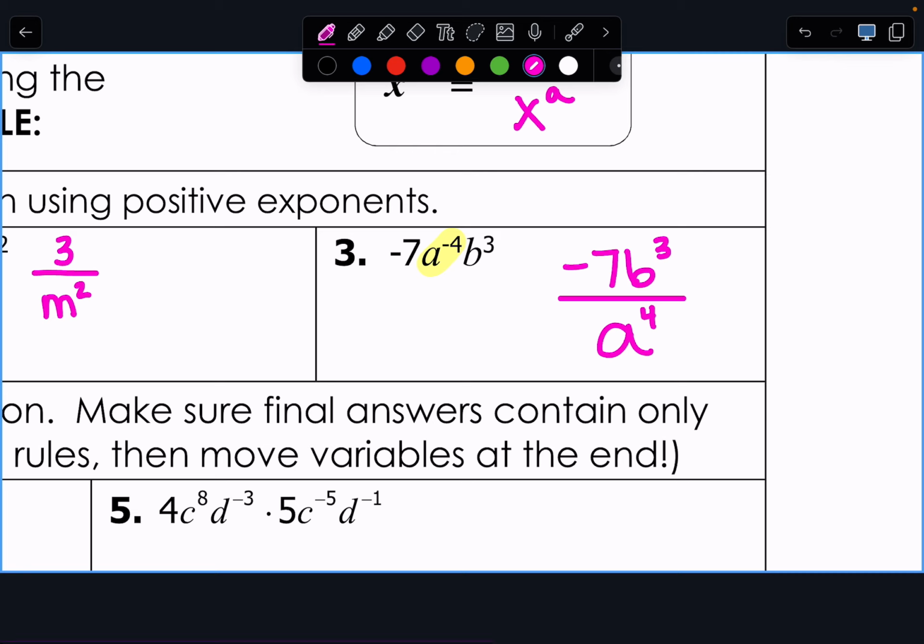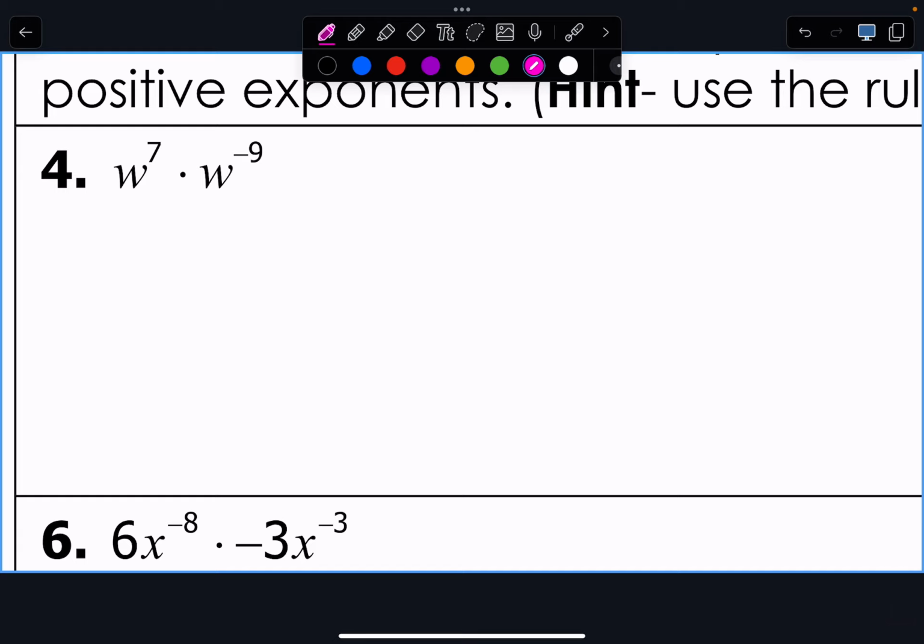Okay. Now, simple when it's by itself. A little bit more interesting when we throw some other rules in there. Okay. So, what I want you to do, I want you to look at number 4, and I want you to talk at your table about what you think should happen in order to get a simplified answer. I want to hear lots of talking. Go.